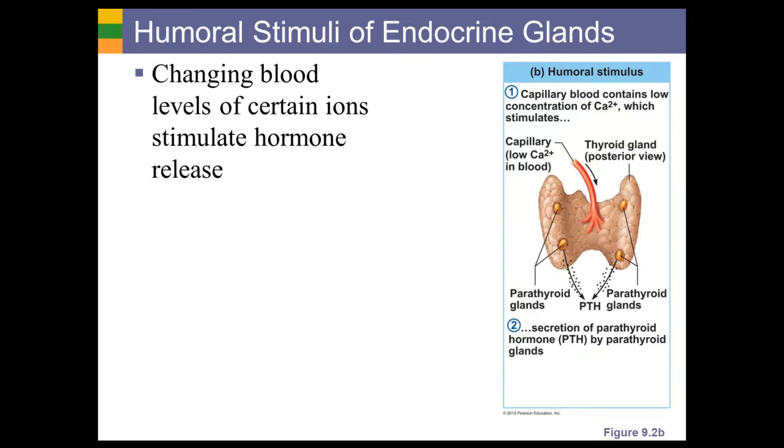Another example, which you may be a little more familiar with, is insulin. Insulin is released in response to what? Do you know? A rise in blood sugar. You eat a meal that has carbohydrate, which is pretty much every meal that we eat. Blood sugar levels rise, and in response, your pancreas releases insulin. So insulin is released in response to a humoral stimulus.